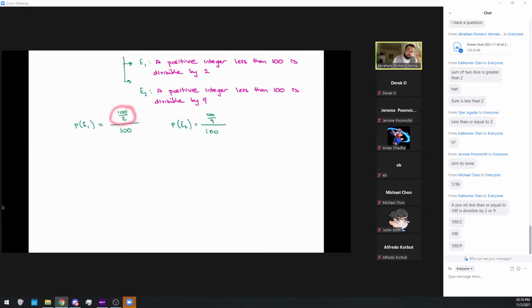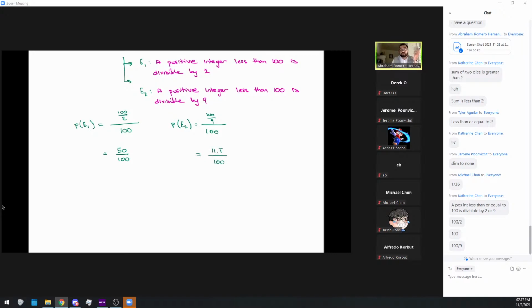100 divided by 2 breaks down to 50. So we really have 50 over 100, which makes sense. But this one doesn't break down nicely. You get 100 divided by 9, which is 11.11111. So we have a problem here.